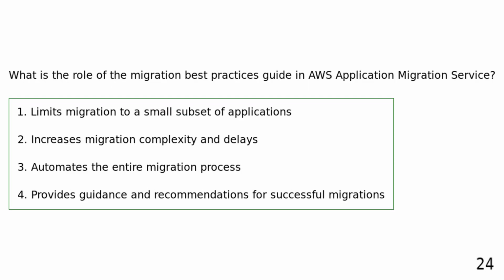What is the role of the Migration Best Practices Guide in AWS Application Migration Service? Limits migration to a small subset of applications. Increases migration complexity and delays. Automates the entire migration process. Provides guidance and recommendations for successful migrations.